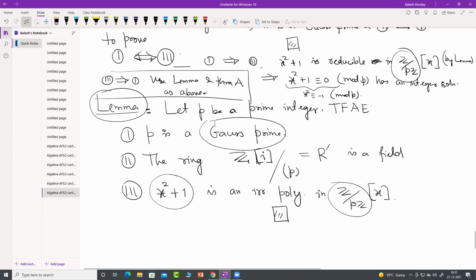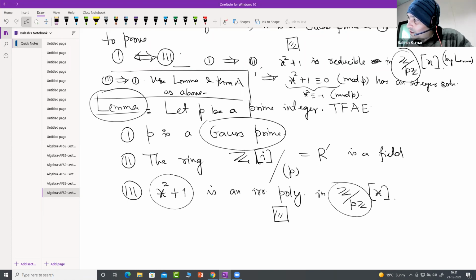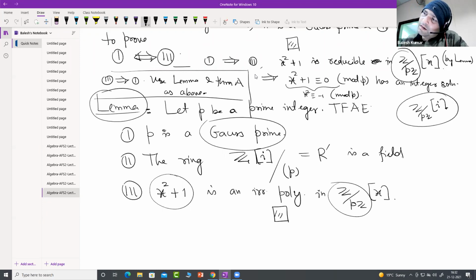Sir, in this lemma, the second statement, Z[i] by p. So this ring structure will be Z_p[i], like. Sorry? The lemma, the second statement, the ring Z[i]. Yes, this is a field. Yes. So what you would like to say is that this ring structure field will be like Z_p[i]. What you mean is Z mod pZ[i]? Yes. First of all, this notation, is it a field?